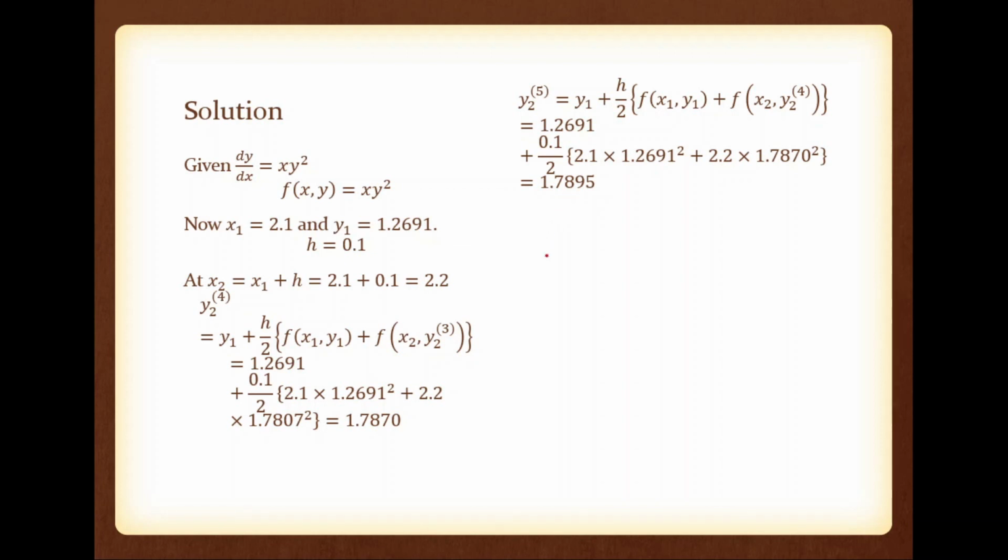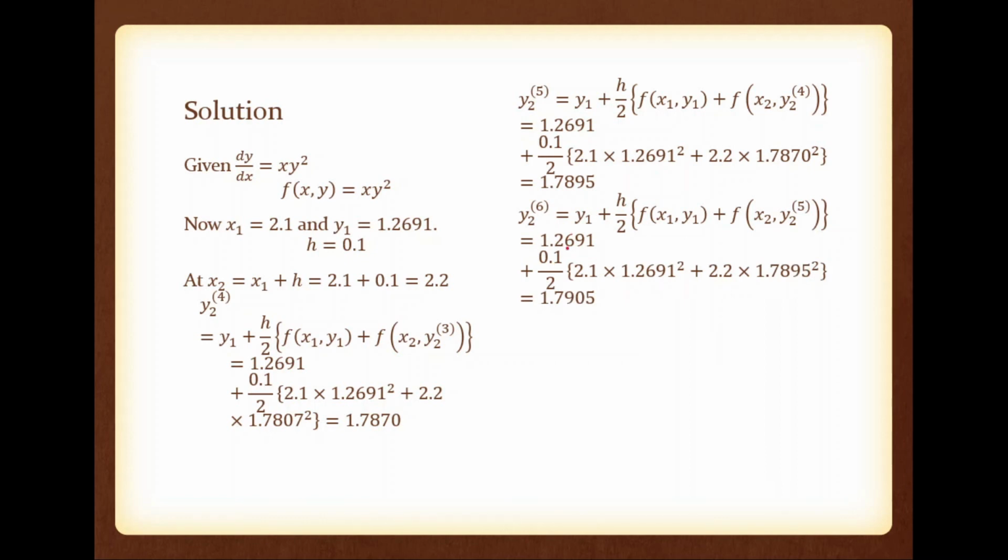So y2 of 6 is equal to y1 plus h by 2 into f of x1 comma y1 plus f of x2 comma y2 of 5, that is equal to 1.2691, that is y1, plus 0.1 divided by 2 into 2.1 into 1.2691 square plus 2.2 into 1.7895 square. So the answer is 1.7905. So again these two are not equal. The current last value and the previous value are not equal. So we have to continue it.